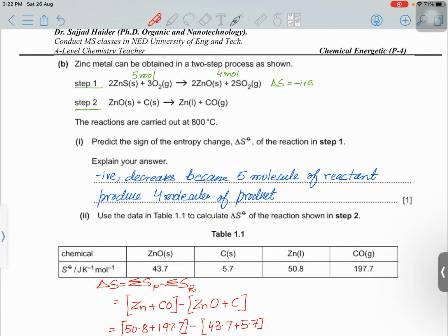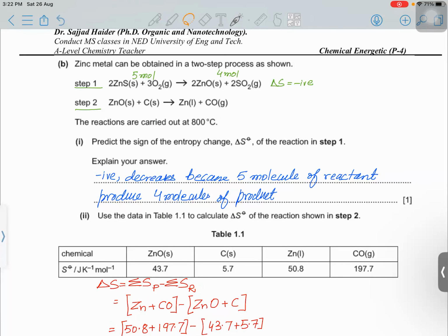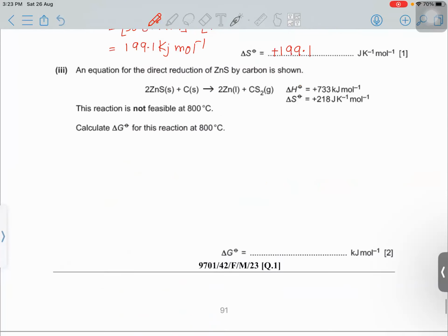Now you can also write the answer with respect to gases. You can see that here we have 3 mole of gases, here you have 2 mole of gases. So the number of mole of gases decreases. That's why entropy decreases.